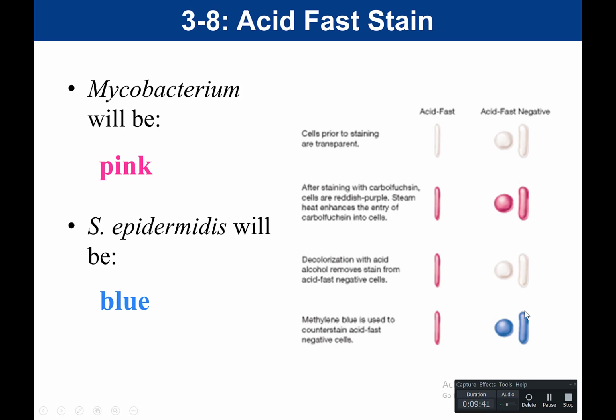We do not apply heat when we add our methylene blue. And so the methylene blue will only get into the acid-fast negative and not the acid-fast positive. And so you should know at the end of this procedure, acid-fast positive bacteria will be pink. They're kind of a magenta, bright pink color, where Staph epidermidis would be blue, as an acid-fast negative. You don't have to memorize that example, but the acid-fast negative would be blue because it would lose its carbolfuchsin in the decolorizer step.